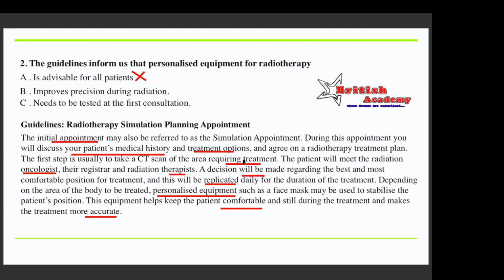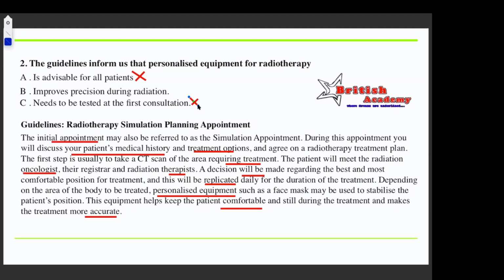This is just a first step. They are not going for testing. The patient will meet the radiation oncologist, the registrar and the radiation therapist. A decision will be made. Then after that, the decision will be made regarding the best and most comfortable position. The testing and all those things will be later. So this cannot be the right option, because it says it needs to be tested in the first consultation. No, the first consultation is all about the discussion.